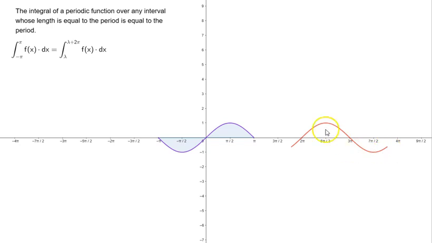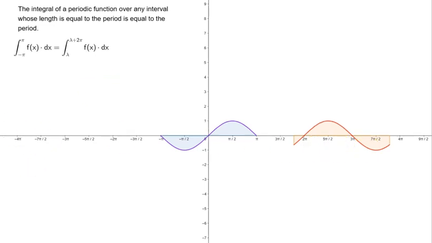Now let's take another one. This is also sine x. The only thing is it is in a different interval, but the period is still the same, that is 2 pi. So if I take the integral, this is the area that I get. So this point is lambda and this point is lambda plus 2 pi. And these two areas will be equal. That is what this statement means.